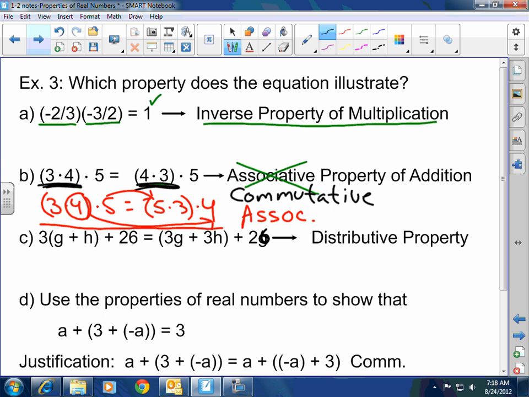Okay, I have 3 times parentheses G plus H, plus 26, equals 3G plus 3H plus 26. Well, what's going on there? Well, I had to multiply the 3 to the G and to the H. So I used the distributive property.